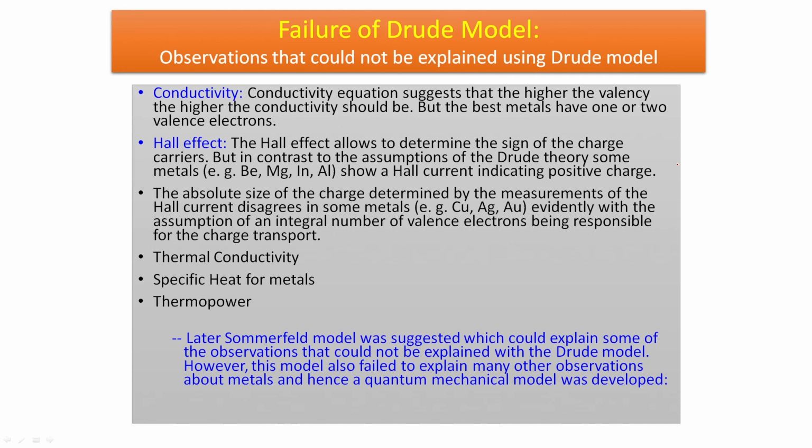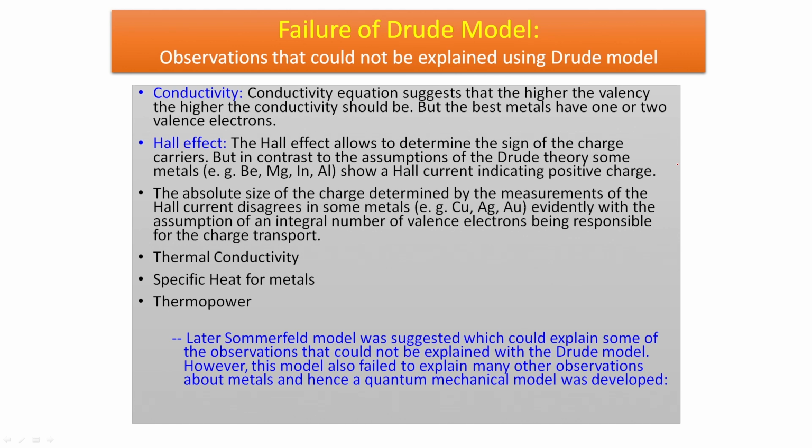Hall effect allows us to determine the sign of the charge, whether it is a positive charge or negative charge, electrons or something else. But Drude theory assumes electronic motion. Many metals show positive charge in measurements, so Drude theory does not take care of that, and it cannot explain thermal conductivity, specific heat of metal, thermal power.